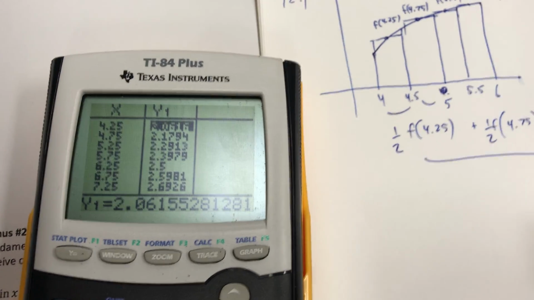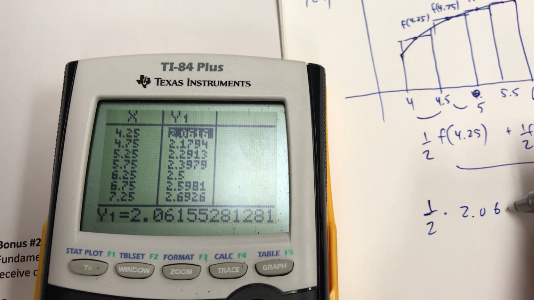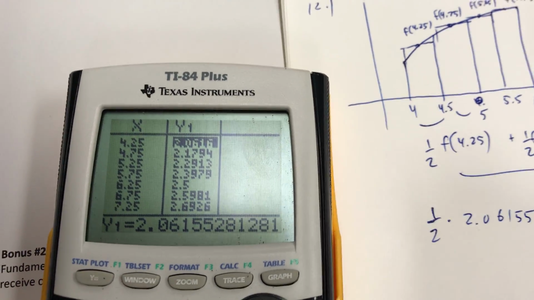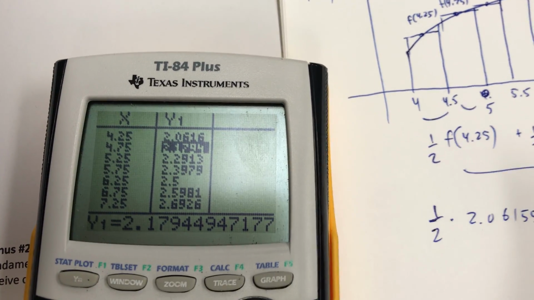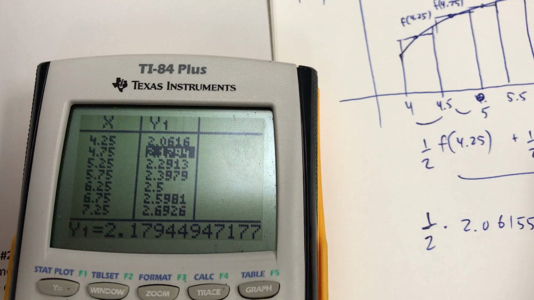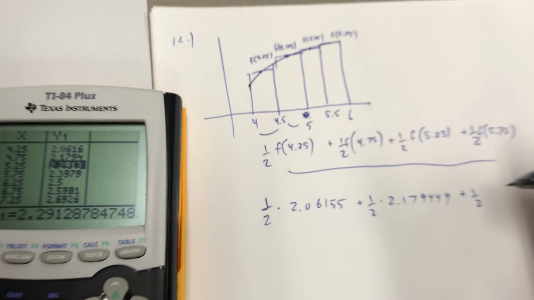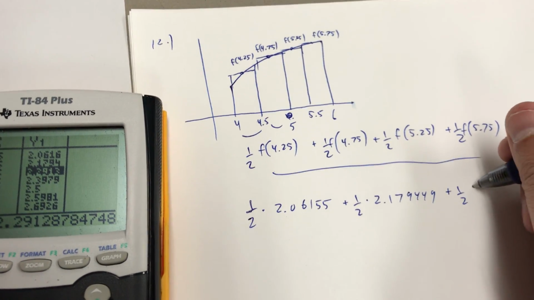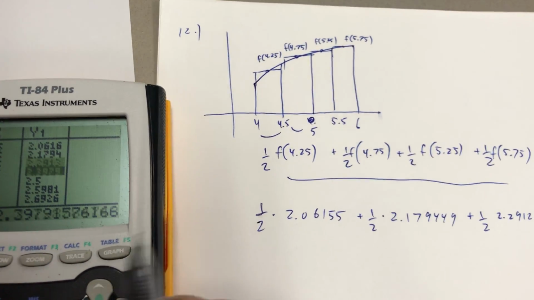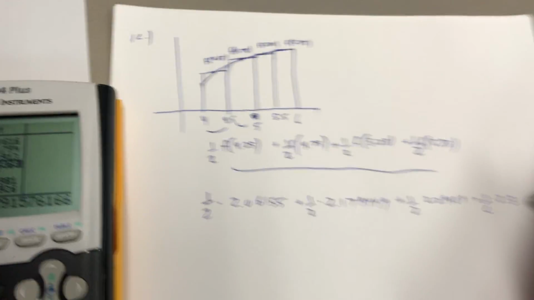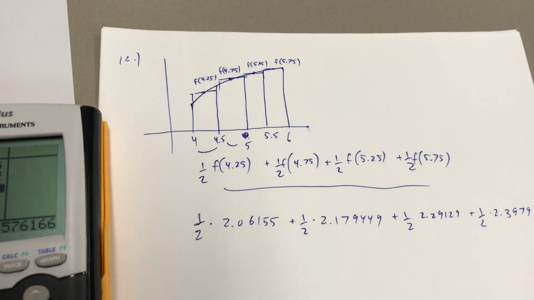So f of 4.25 looks like we're taking 1/2 times about 2.06155, and again, you may want to keep these in your calculator if you can. Then you're taking a half times f of 4.75, which is about 2.179449, plus 1/2 times f of 5.25, which is about 2.29129, and then 1/2 times f of 5.75, which is about 2.3979. And you can add all this up and get your estimate.